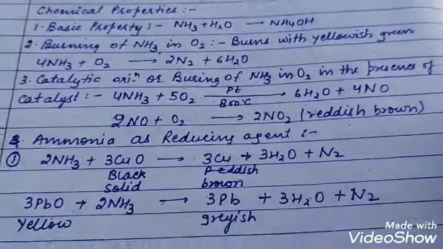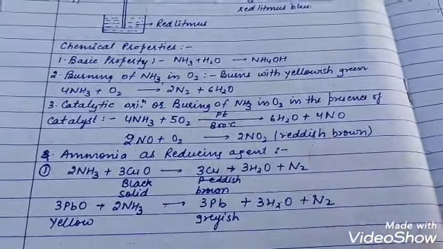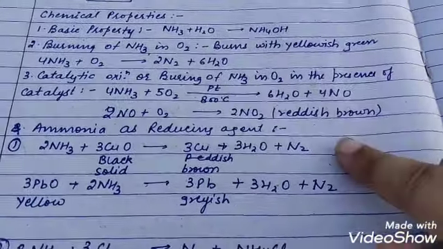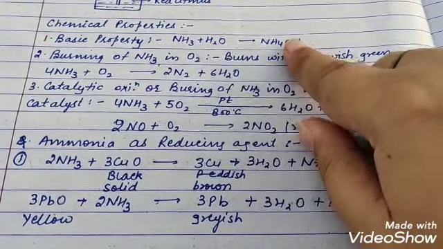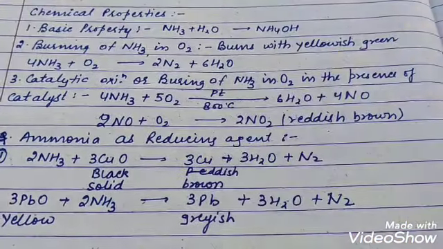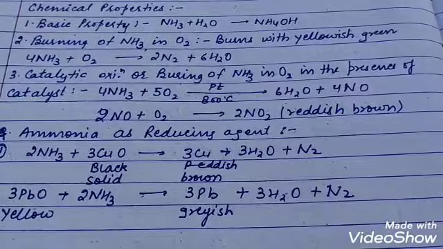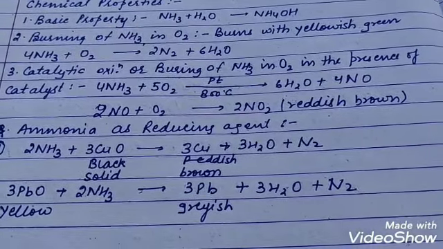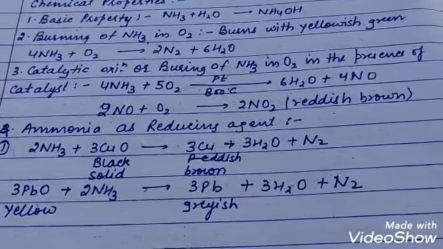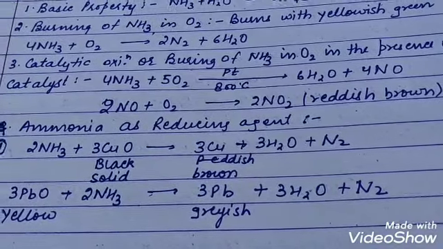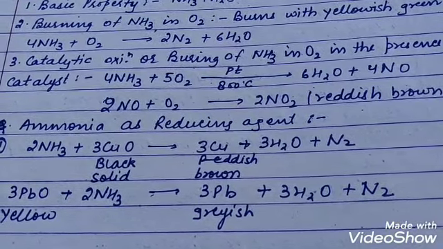Now we should come to the chemical properties. What are the chemical properties? First one, the basic property. So what is the basic property? When ammonia is dissolved in water, it always forms NH4OH. In an exam, it may be asked: what is the formula of ammonia solution? The ammonia solution formula is NH4OH.